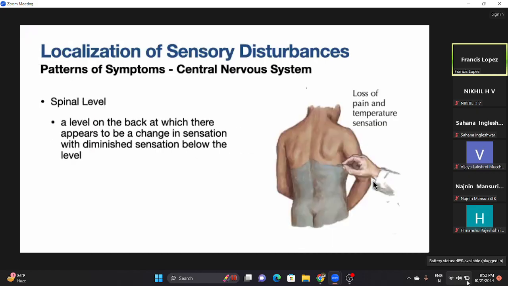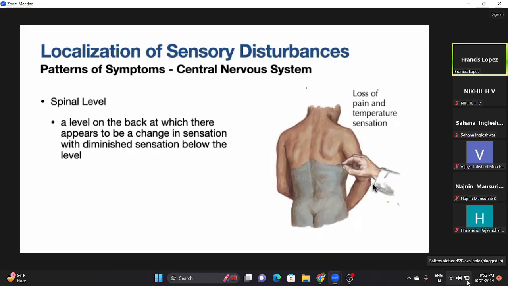The most useful clinical sign of spinal cord pathology is finding what we call the spinal sensory level. This is a level on the back of the patient, or even in front, at which there appears to be a change in sensation, with diminished sensation below the level and preserved sensation above the dermatomal level.